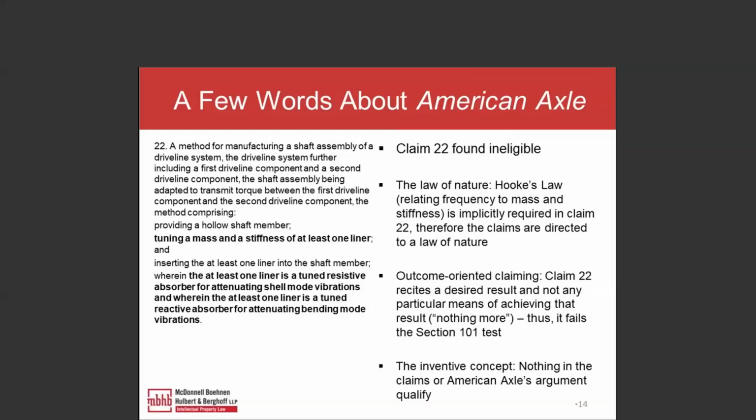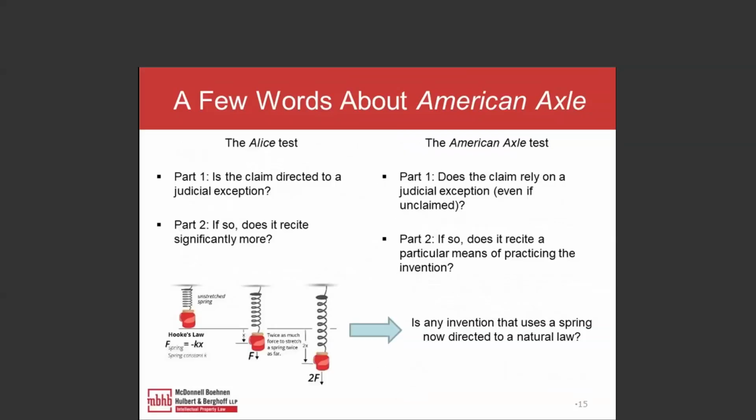And then, for the second part of the Alice test, which is the search for the inventive concept with significantly more, the court here, or again, I should say the majority here, was very conclusory, and they just said, well, we don't think there's anything in the claims that involves significantly more, so American Axle, sorry, you lose. But let's take a step back.